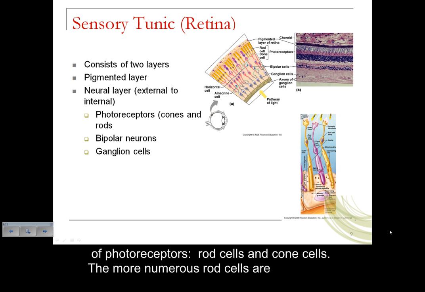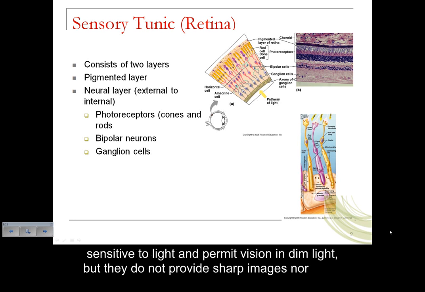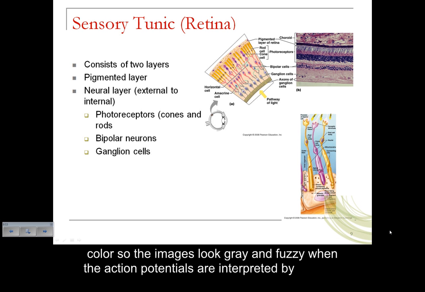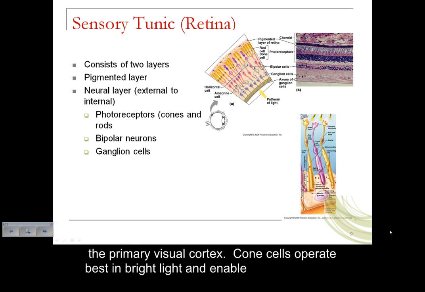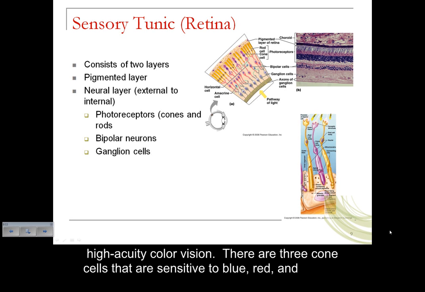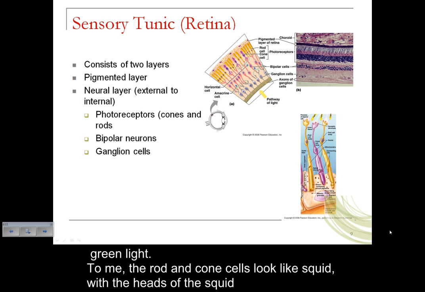Shown in the bottom picture are the two different types of photoreceptors, rod cells and cone cells. The most numerous rod cells are sensitive to light and permit vision in dim light, but they do not provide sharp images nor color, so the images look gray and fuzzy when the action potentials are interpreted by the primary visual cortex. Cone cells operate best in bright light and enable high acuity color vision. There are 3 cone cells that are sensitive to blue, red, and green light.